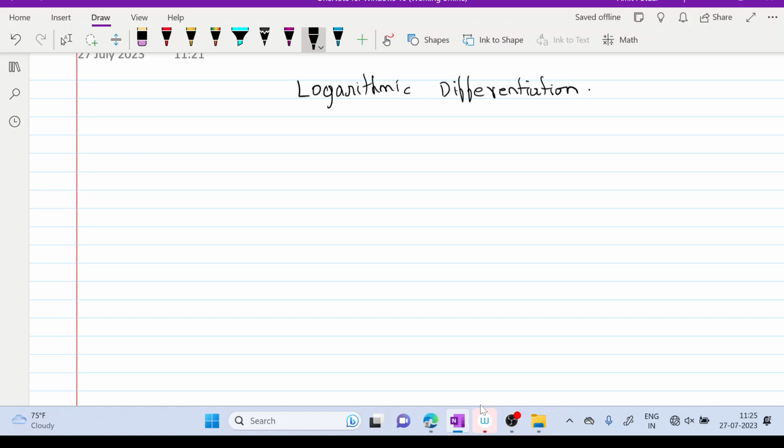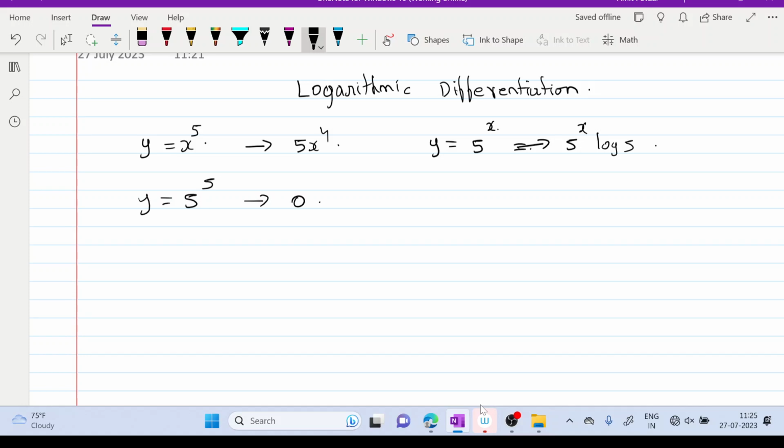Okay. So see, when you have a function of the form y is equal to x raised to 5, we know its derivative is 5x raised to 4. If you have the function y is equal to 5 raised to x, then we know its derivative is 5 raised to x log 5. If you have the function y is equal to 5 raised to 5, then its derivative is 0. But what happens if you have a function of the type x raised to x?